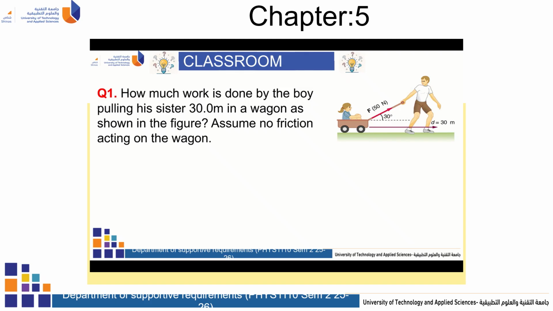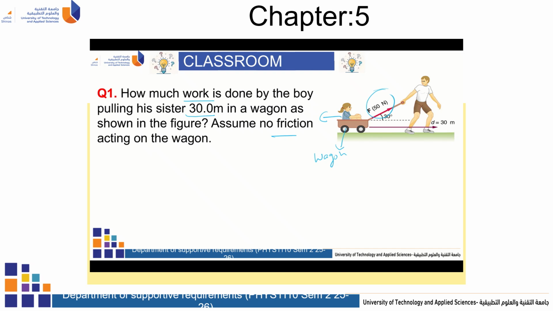Now here there is a small problem on the formula for the work, and they are asking how much work is done by the boy pulling his sister 30 meter in a wagon as shown in the diagram. So this is a wagon car in which one girl is sitting, and assume no friction acting on the wagon. No friction means there are no opposite forces. So we have to take the total of the forces acting.